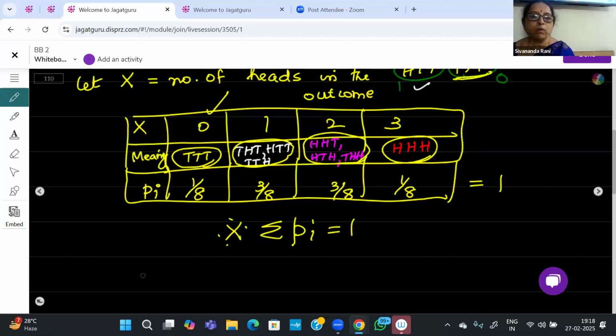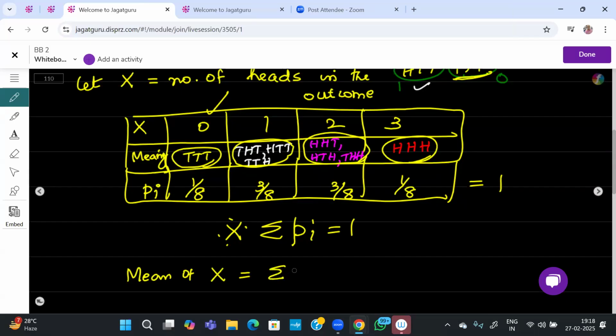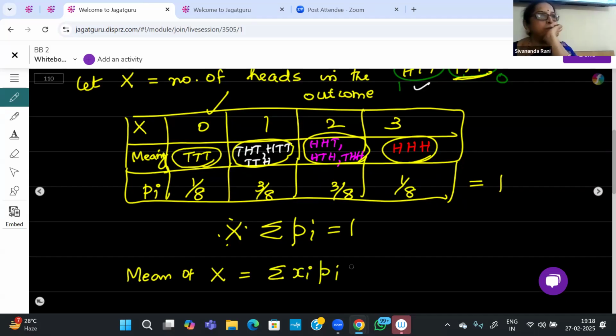And what about the mean of the random variable? Who remembers? How do I find out mean of x? What is the formula for it? X into P of X. Very good. Value taken by the random variable into corresponding probability. Remember, this is the formula for mean of x. How does it work? The mean of x is not simply 0 plus 1 plus 2 plus 3 divided by 4.